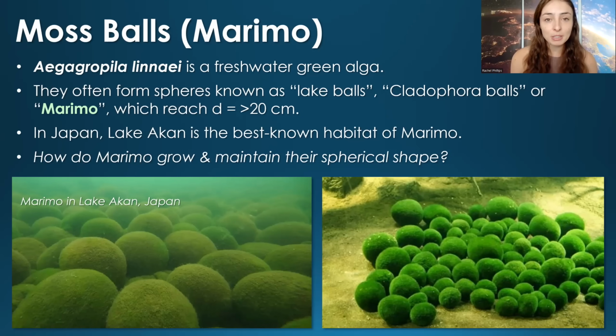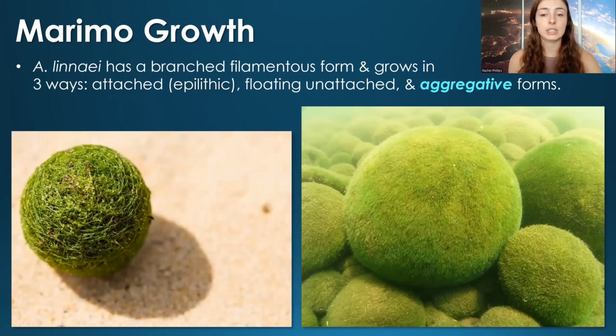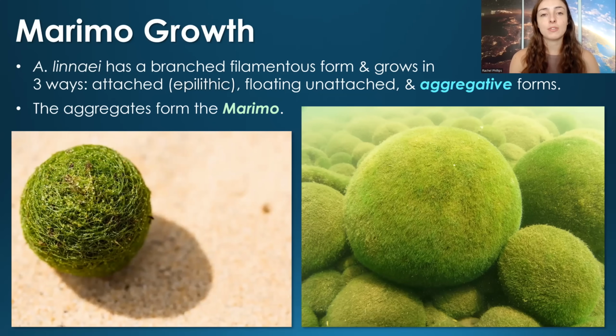But how do these moss balls grow and maintain their spherical shape? This algal species is a branched filamentous form that grows in three ways. One, attached or epilithic, in other words, just attached to rock or substrate or the lake floor or sediment. Two, floating and unattached forms. And three, aggregative forms. The aggregates are the ones that form the spheres or the moss balls or Marimo.